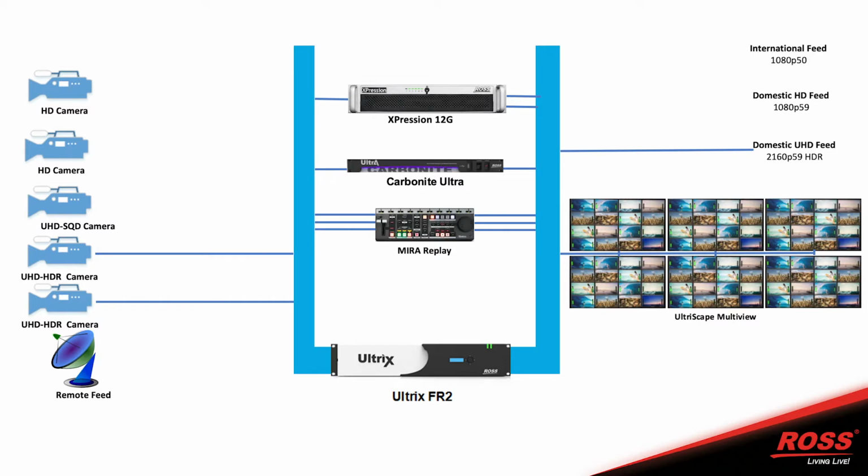Here's an example of a UHD production truck or OB van with a 12G SDI core, including a 12G SDI router, production switcher, graphics, and replay. We'll be producing this event in 2160p 59.94 HDR. The HDR standard is HLG, and we'll be using BT.2020 color space.